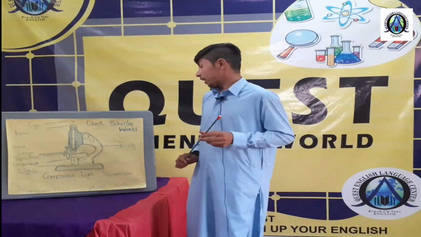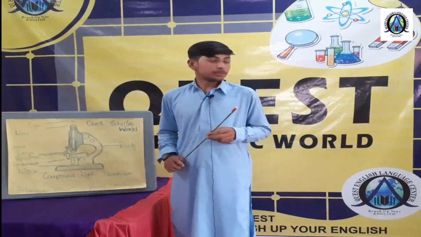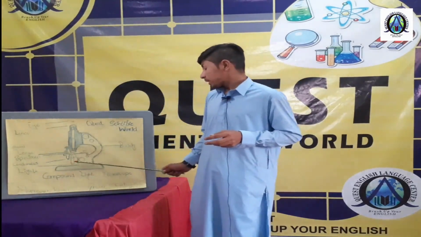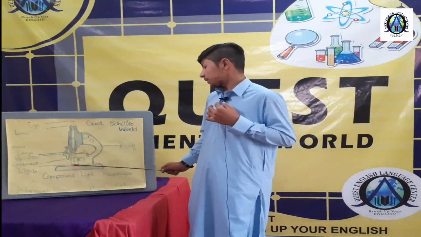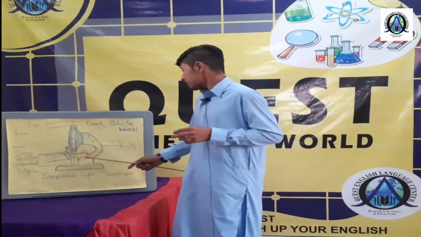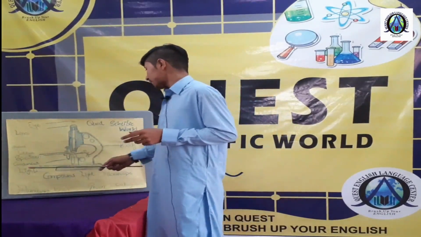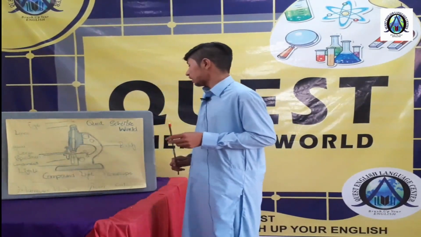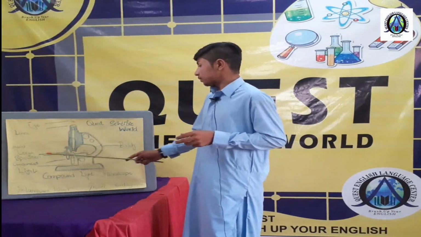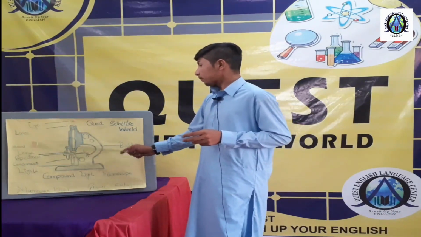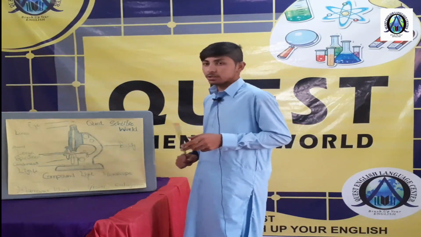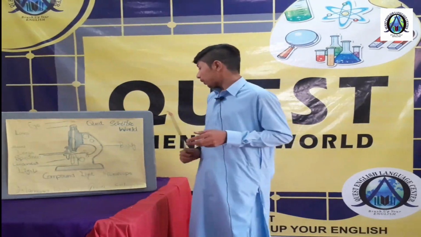The condenser is also playing a very big role, and it is collecting all the light. It collects the light from here, where the lights are fixed, and the light is released here to see the specimen properly. With the light, we can see the image in a more proper way.